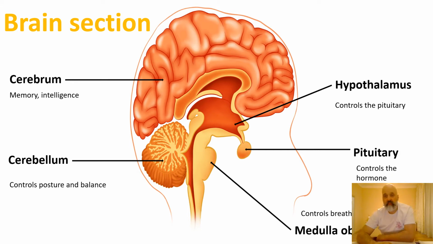And finally, we have the medulla oblongata. The name's partly obstructed just there, and that controls breathing, for example, and heart rate.